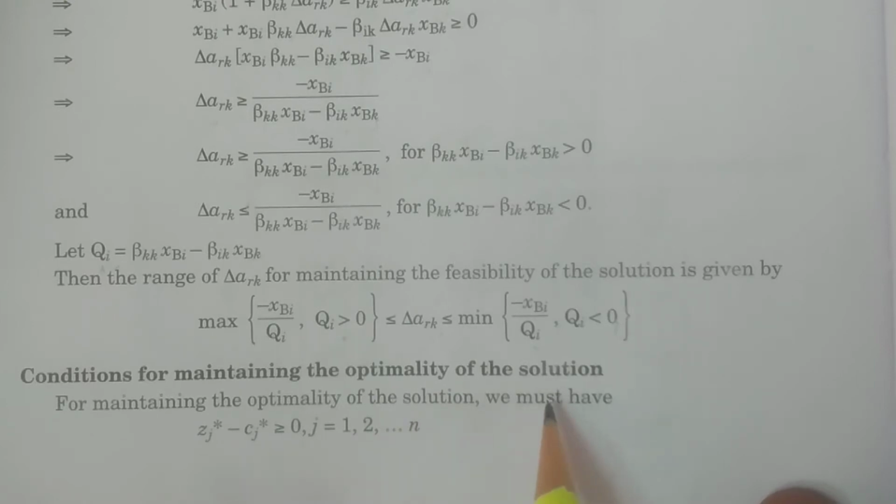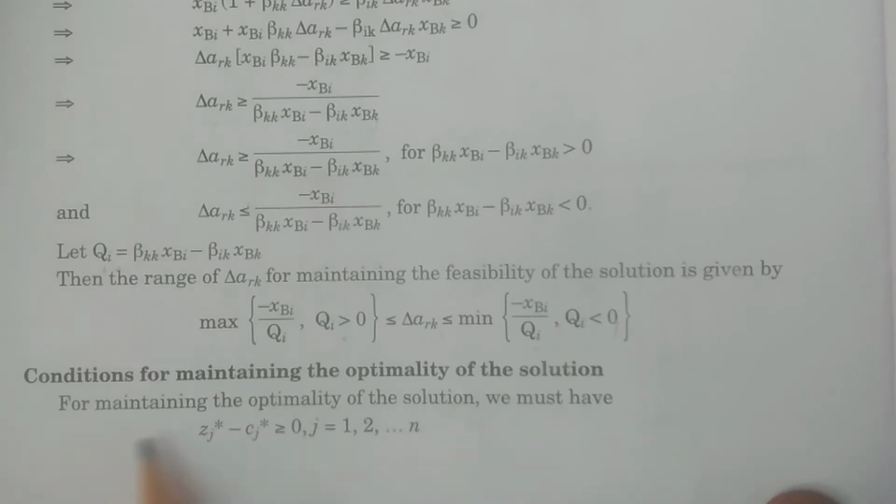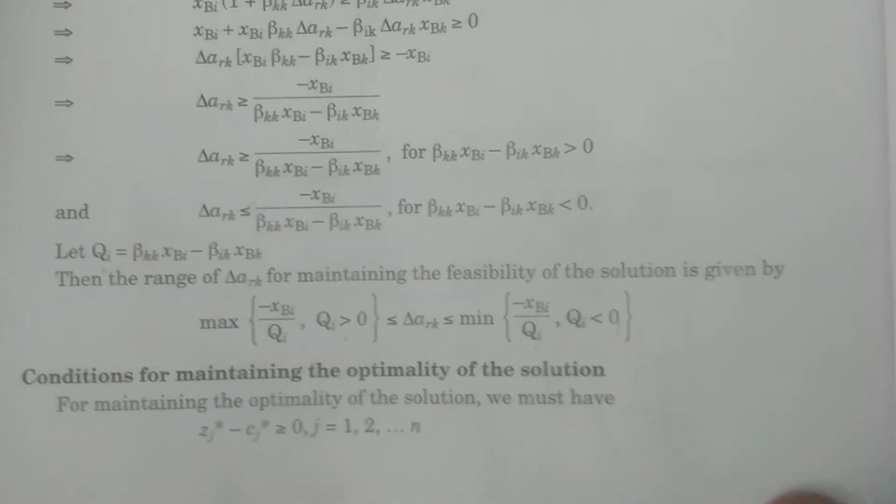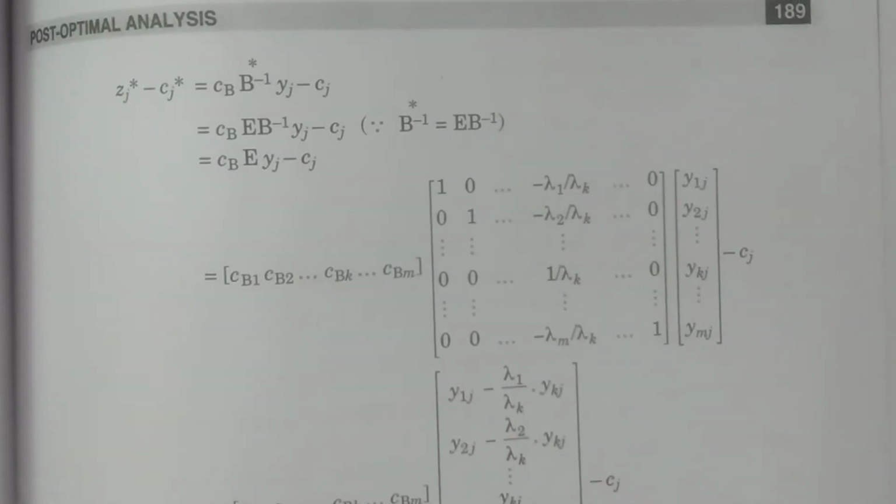If there is any discrete change in ARK, that is delta ARK is the change, an additional amount added to the coefficient ARK, then how do we maintain the optimality? For maintaining the optimality of the solution, we must consider Zj star minus Cj star is greater than or equal to 0 for all j equal to 1 to n. That is going to be established with the formula, and a condition is going to be obtained.